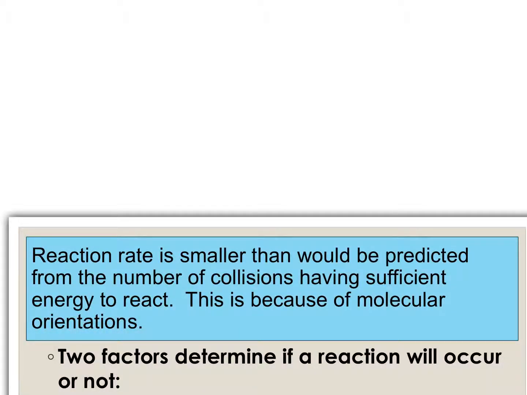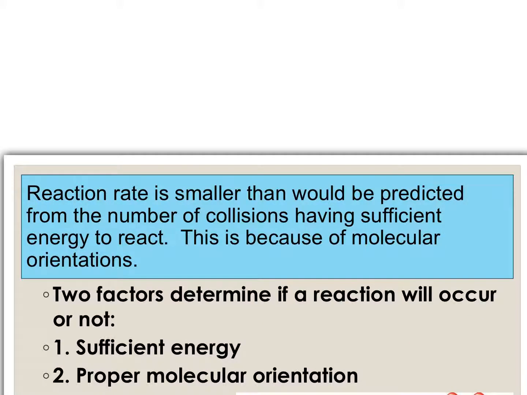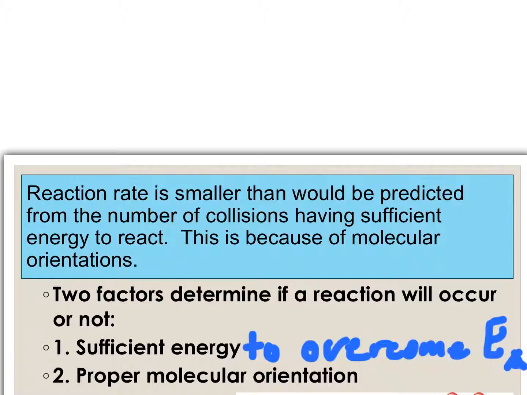Now, even considering activation energy, our reaction rate is still smaller than would be predicted just from the number of collisions with energy. That is because of our second factor, molecular orientation. So my two factors are: they must have sufficient energy to overcome my activation energy, my Ea, and they must have the proper molecular orientation.